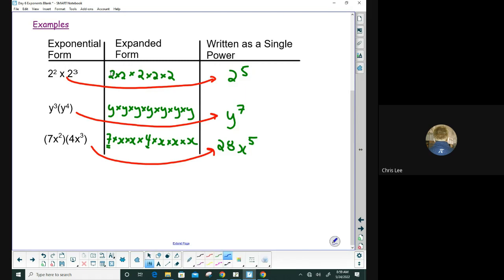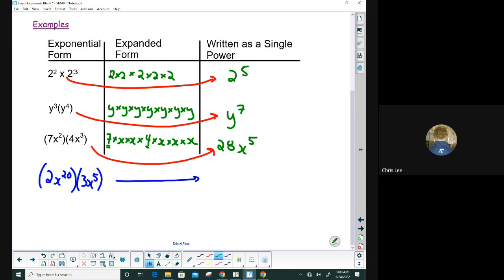So for example, what if we had 2x to the power of 20 times 3x to the power of 5? Do I want to write this out 20 times? No. Nor do I want to even write that one out 5 times. That's okay. I can still skip this and go straight to my answer.